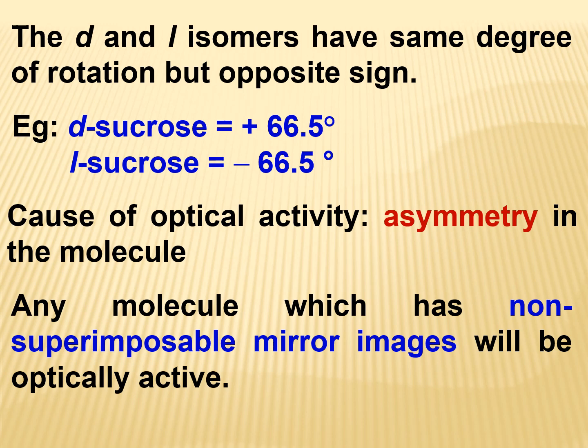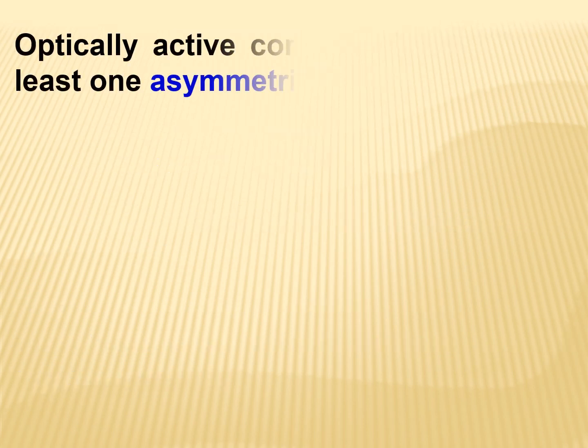Any molecule which has a non-superimposable mirror image will be optically active. Now what do we mean by superimposable? If you take the mirror image and place it on the original image, and it fits exactly, that is superimposable. We will see one example later. And if it does not fit exactly, that is non-superimposable. So any molecule which has a non-superimposable mirror image will be optically active.